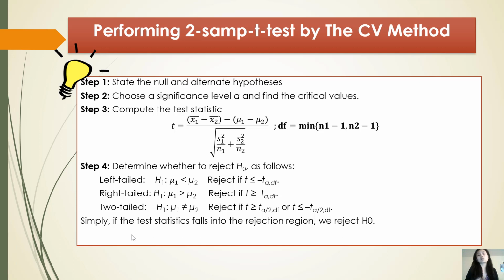Simply, if the test statistic falls into the rejection region, we reject the null hypothesis. Rejection region here means the critical region. And this is the opposite of the acceptance region. And step 5, we state the conclusion. So that's how we perform a two-sample t-test by the critical value method.